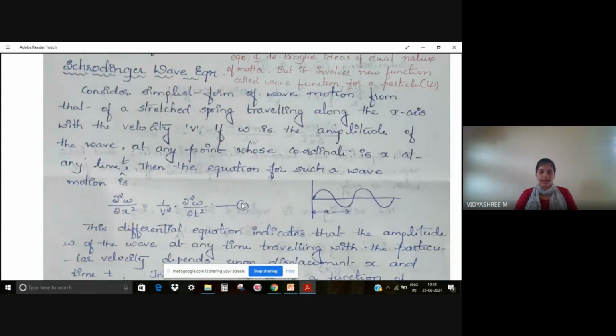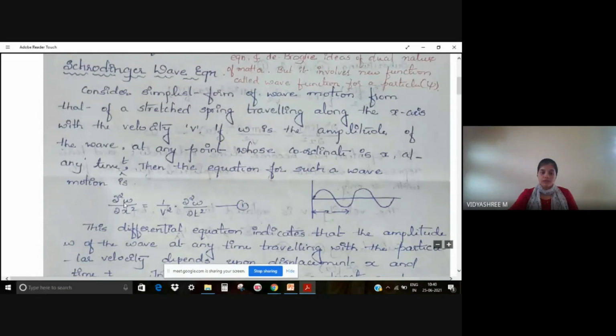of classical mechanics. We are going to consider the simplest form of wave motion, for example, a stretched spring which is traveling along the x direction. We are going to consider the amplitude as omega at a point x, when the time is t. For this kind of wave under consideration, its equation of wave motion is given by equation 1.